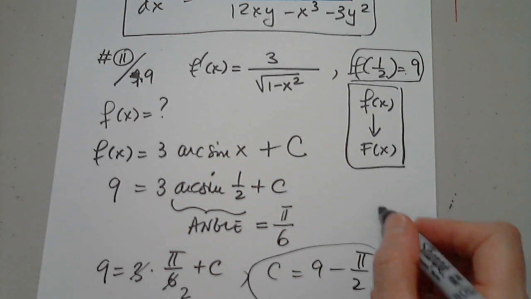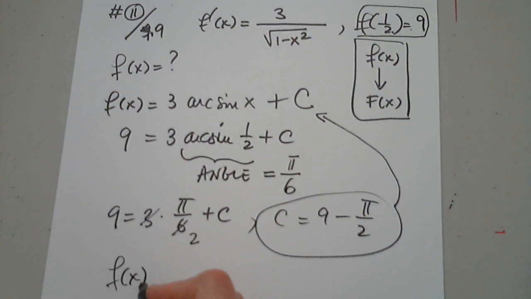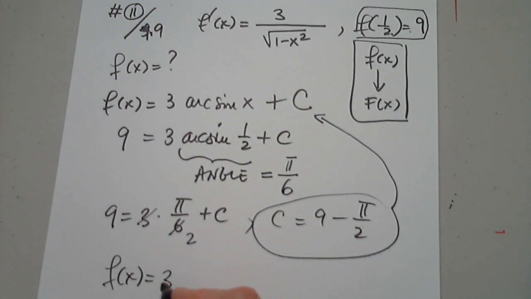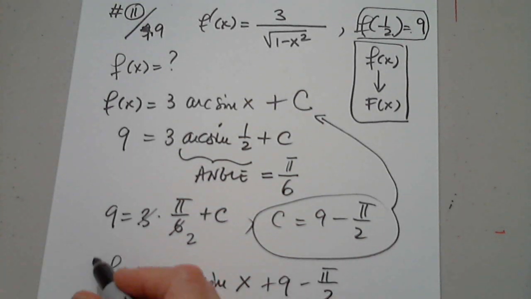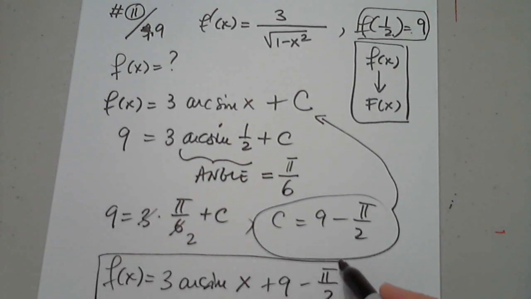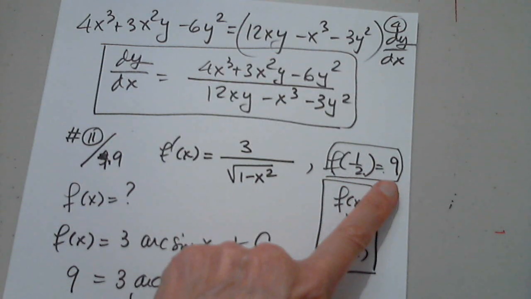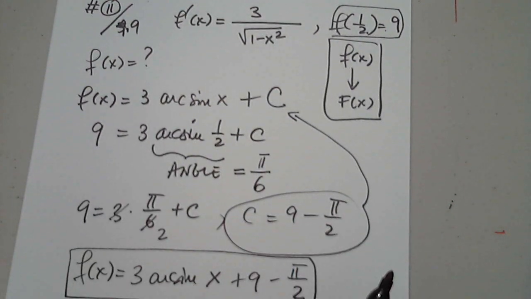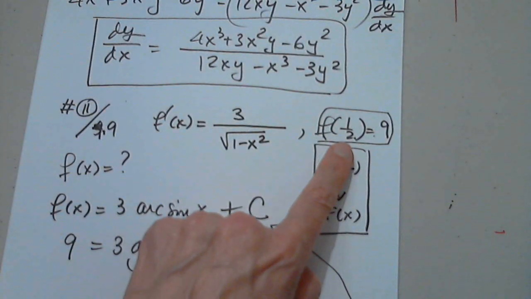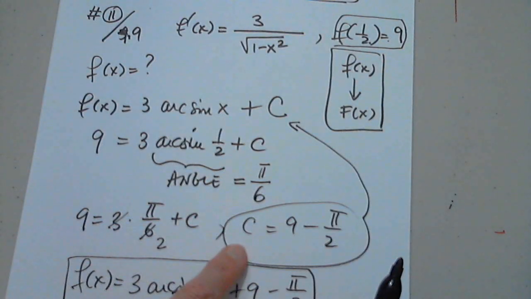We have to enter our c back in the function. So then f of x is now one unique function, 3 arc sine x plus 9 minus pi over 2. This is the only function that passes through this point, 1/2 comma 9, and has this derivative. This is not a family of functions because the condition helped us determine a unique c. Unique, just one.